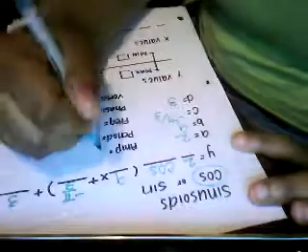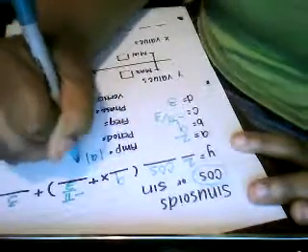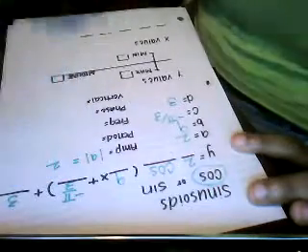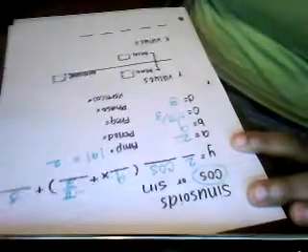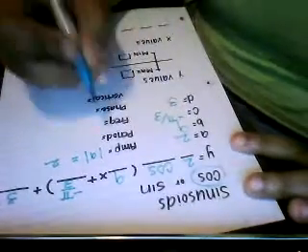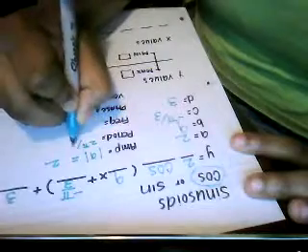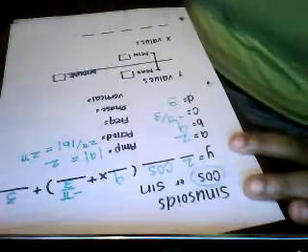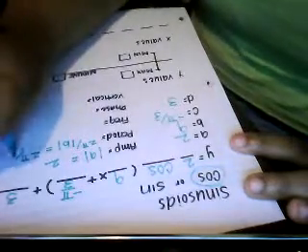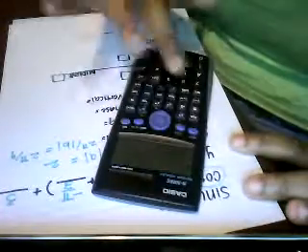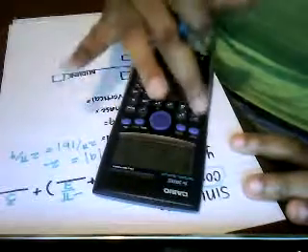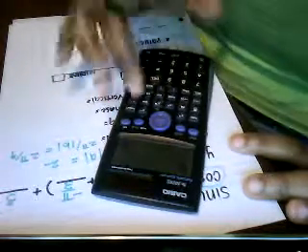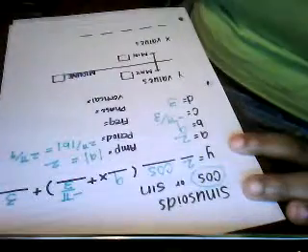Okay, your amplitude is always the absolute value of A, and A is 2, so the absolute value of 2 is 2. Your period is 2 pi over the absolute value of B, which is 2 pi over 9. So you put that in the calculator, which is 2 pi over 9.